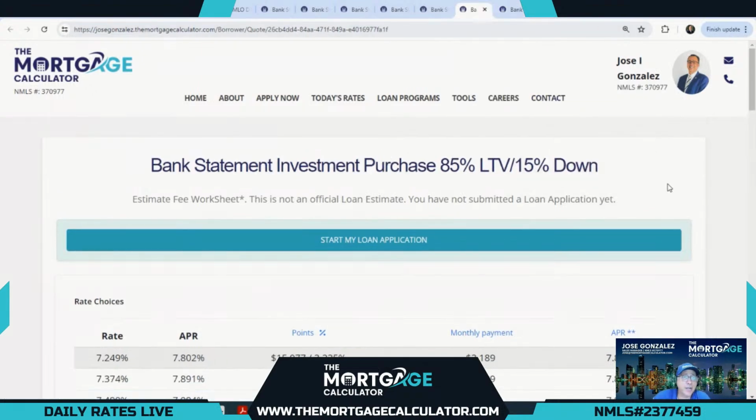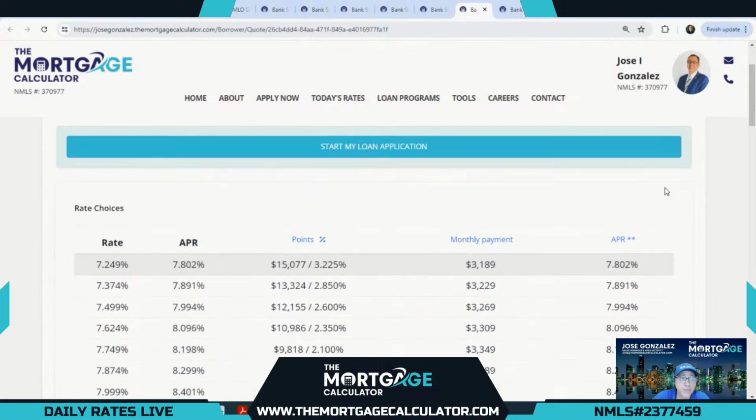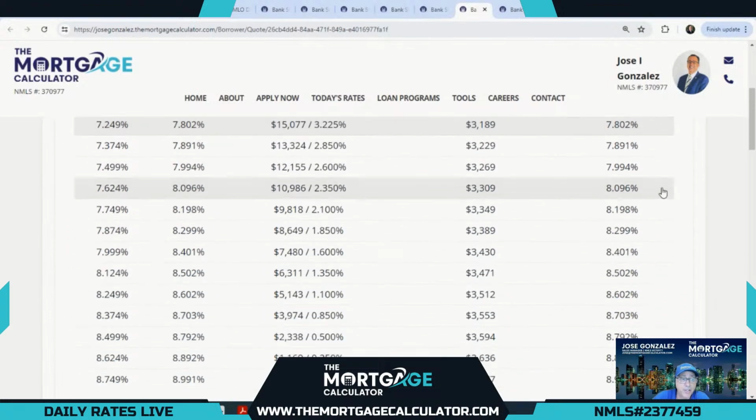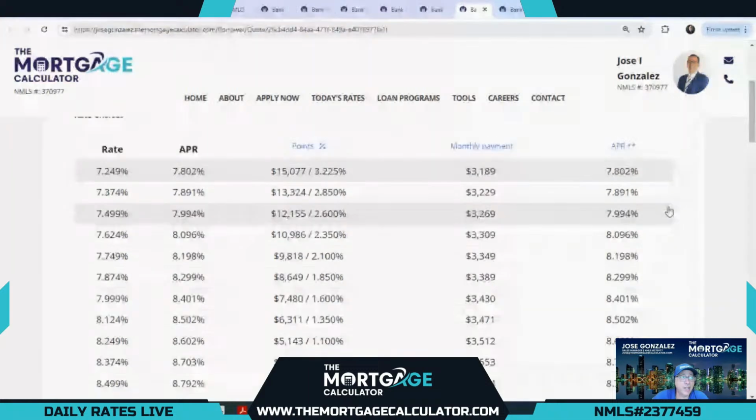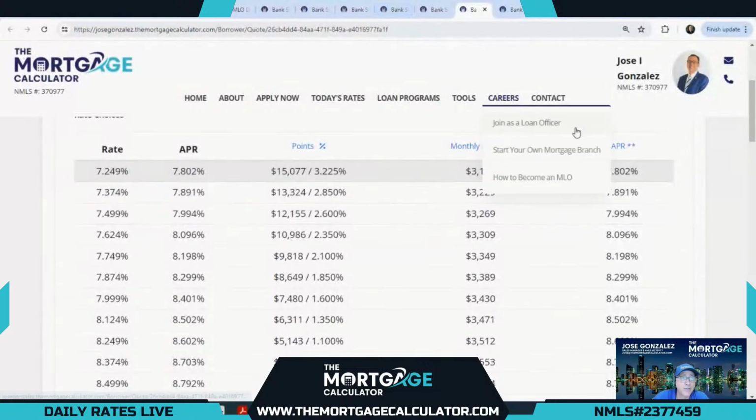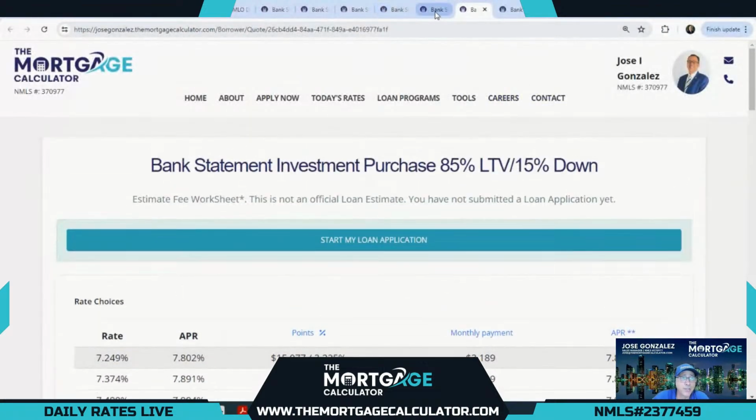And our investment options here, maximum LTV 85%, minimum down payment 15% for our investment property purchase. 8.749 is our lowest cost option at par, and you can buy that down to 8.249 at a cost of 3.225 points for our investment purchase, 15% down.